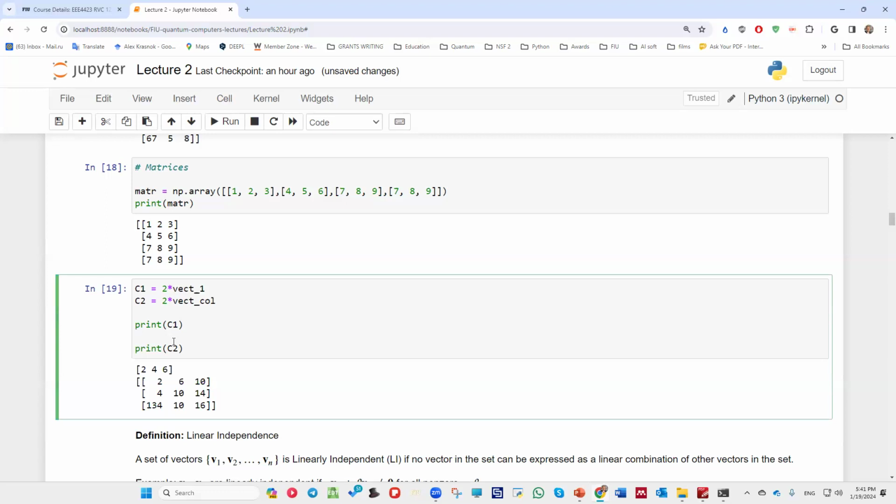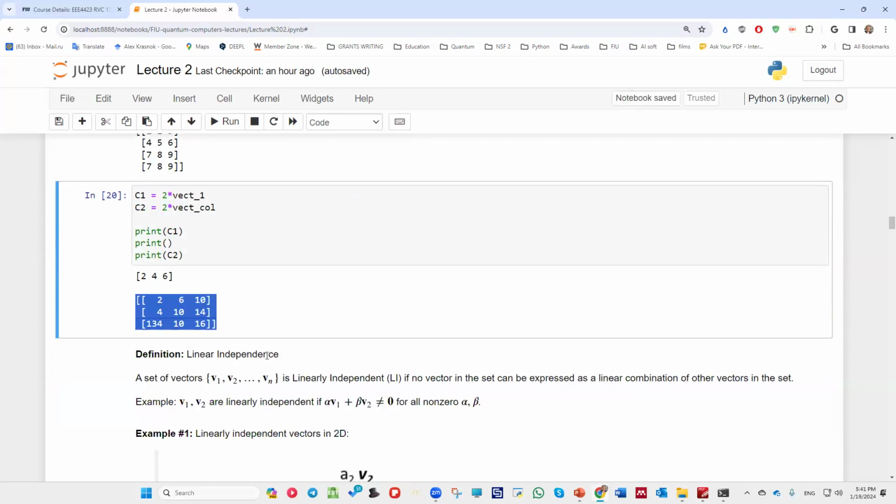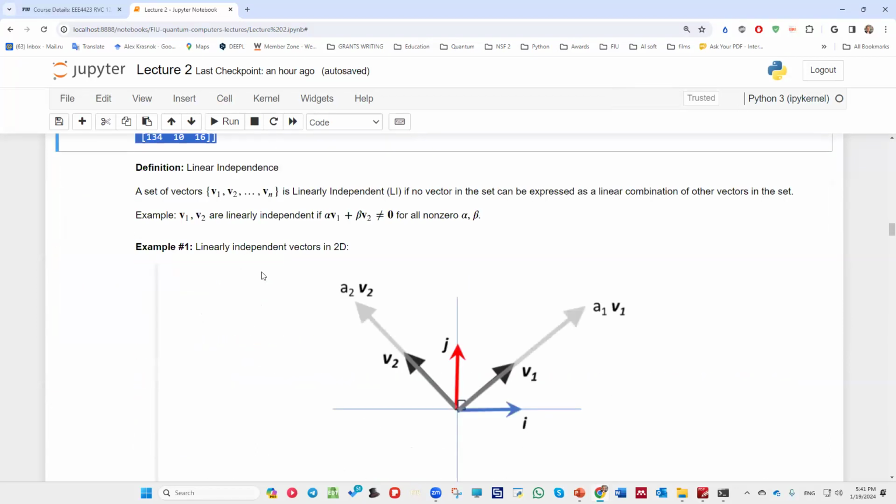So in this way, yeah, I can separate the lines. For example, printing an empty line here. Okay, so it's the answer 1, answer 2.